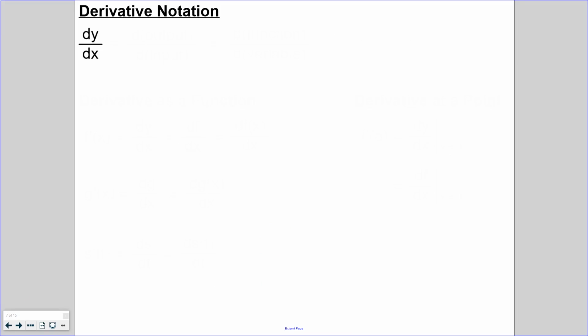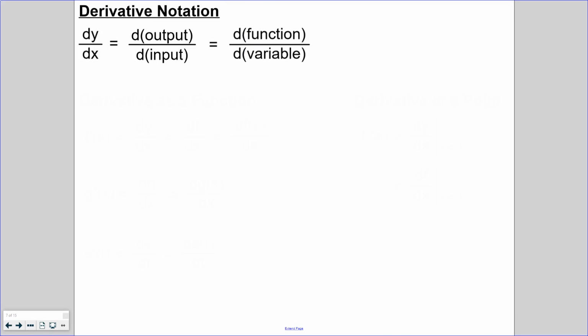Alright, so we already said that dy over dx represents the derivative. But to go a little bit more general, because we're not always going to be using the variables x and y, we could write this as being d of the output over d of the input. Because remember, y represents the output and x represents the input. Another way we can define this that might be helpful in certain situations is saying that instead of output, we say it's the function. And instead of input, we say it's the variable. So again, the derivative is d of the function over d of the variable.